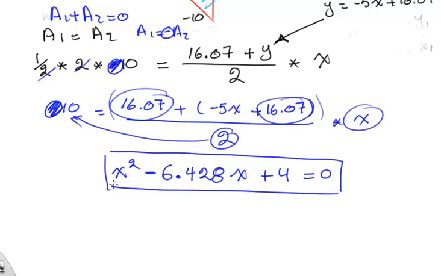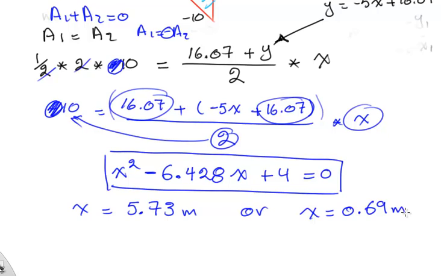If I solve for x, just use your method. Use a computer, a calculator, whatever you want. If you solve for x, you'll get two values. x equals 5.73 meters, or x equals 0.69 meters.